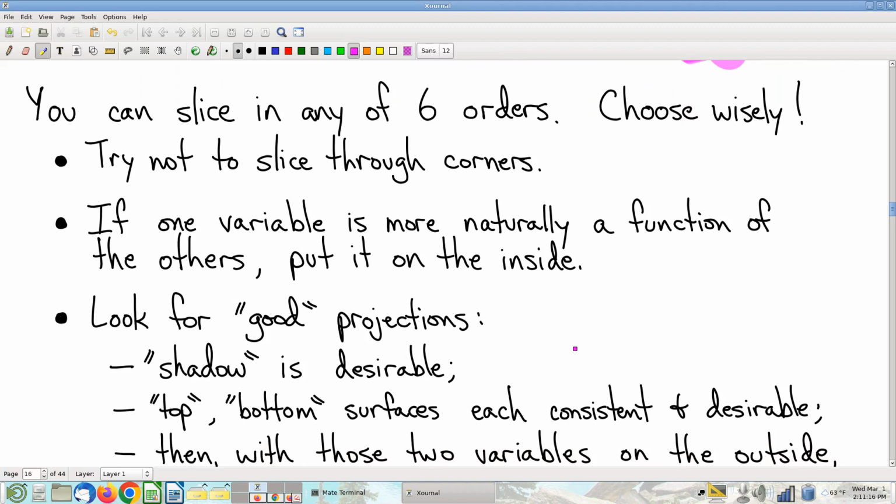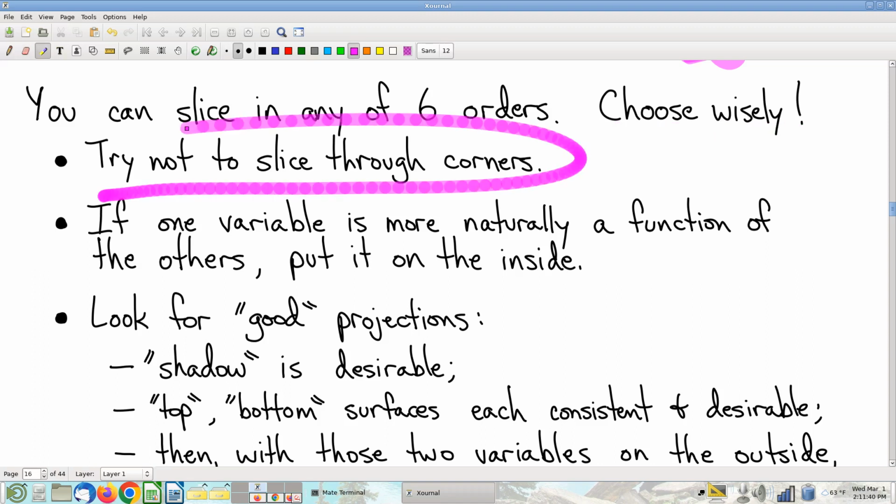You do have 6 different orders to choose from, so that's good news or bad news, depending on how you look at it. It is a lot of options. Cool. We have flexibility. That's nice. Bad news. You do have to make a good choice, which means you've got a bunch of options to choose between and therefore arguably more to think about. So good news, bad news. It remains, just like with double integrals, try not to slice through corners. Bad things happen. Morally equivalent reasons. So in the process of slicing, you don't want to mid-process slice through a corner or an edge or something like that.